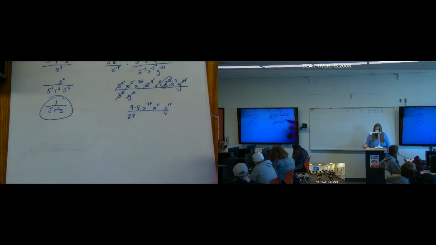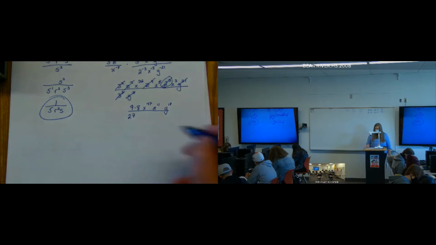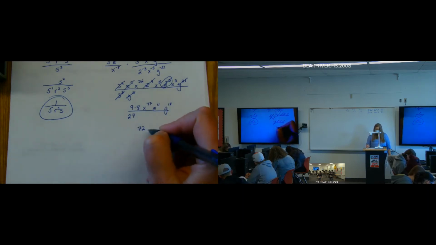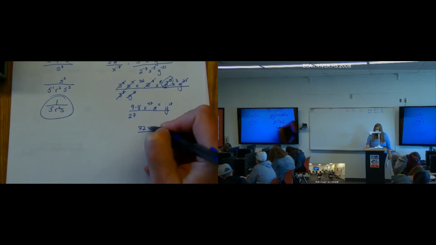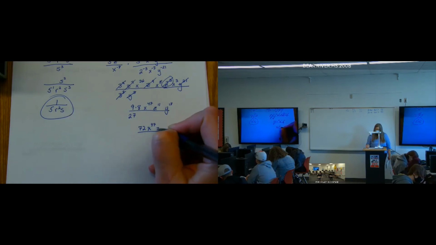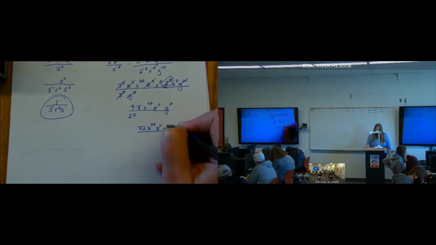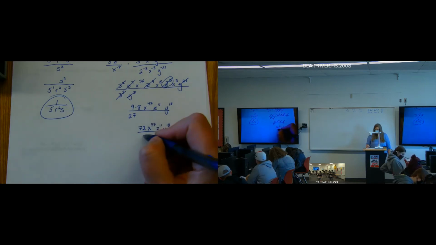Okay. Not too bad. Look, you're killing this. 9 times 8 is 72, right? x to the 47, z to the 11, y to the 18th. What if mine is in a different order? Does that matter? No. 27.